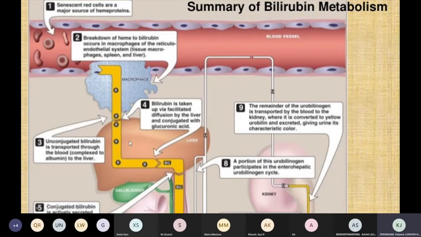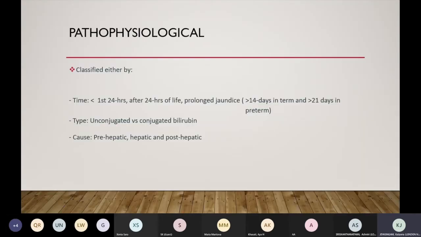and gets to the hepatocytes. At this stage, we call that bilirubin unconjugated. It gets taken up into the hepatocytes, where it gets converted into conjugated bilirubin and then gets excreted via the bile duct into the small intestine, where some of it gets excreted in the stool, some via the kidney, and the majority gets reabsorbed. So in terms of jaundice, we can classify jaundice based on the timeline of when it has happened.